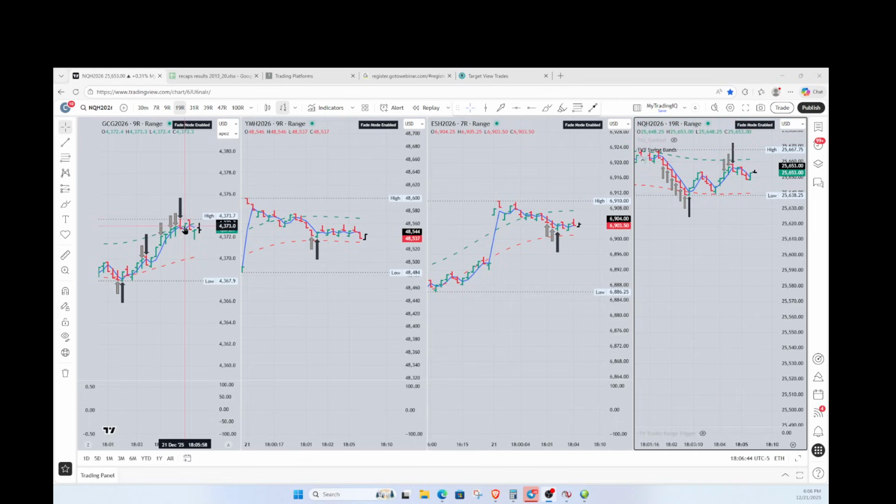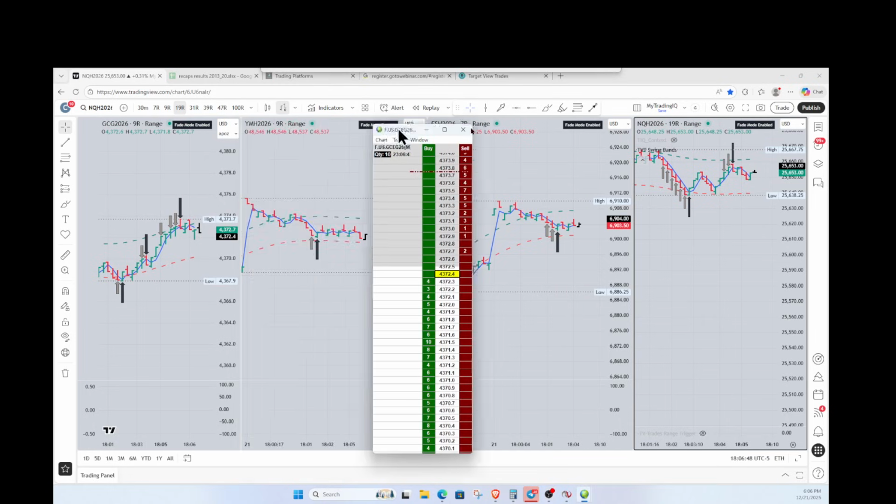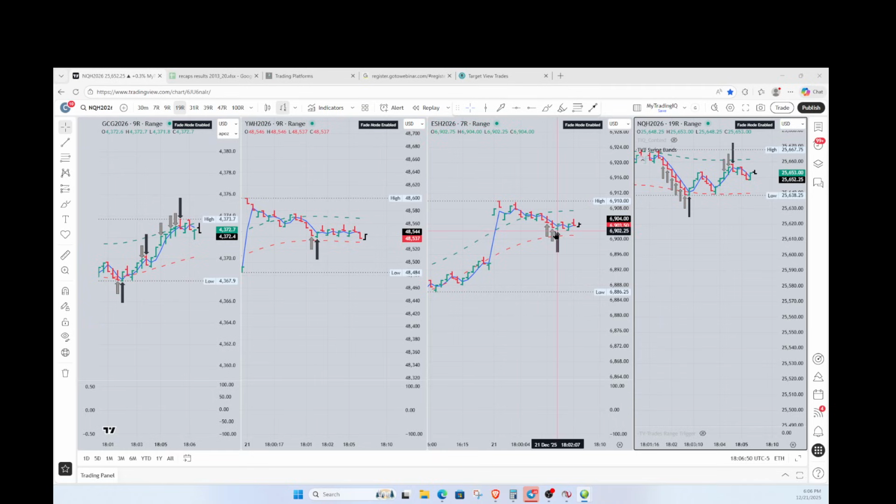We had this one over here on gold that was outside the band, but the problem is right now gold has a spread in it. Okay, so I don't really want to trade the gold. The ES and the NQ are the only things I really want to trade right now. So hopefully we get a couple of trades off here.